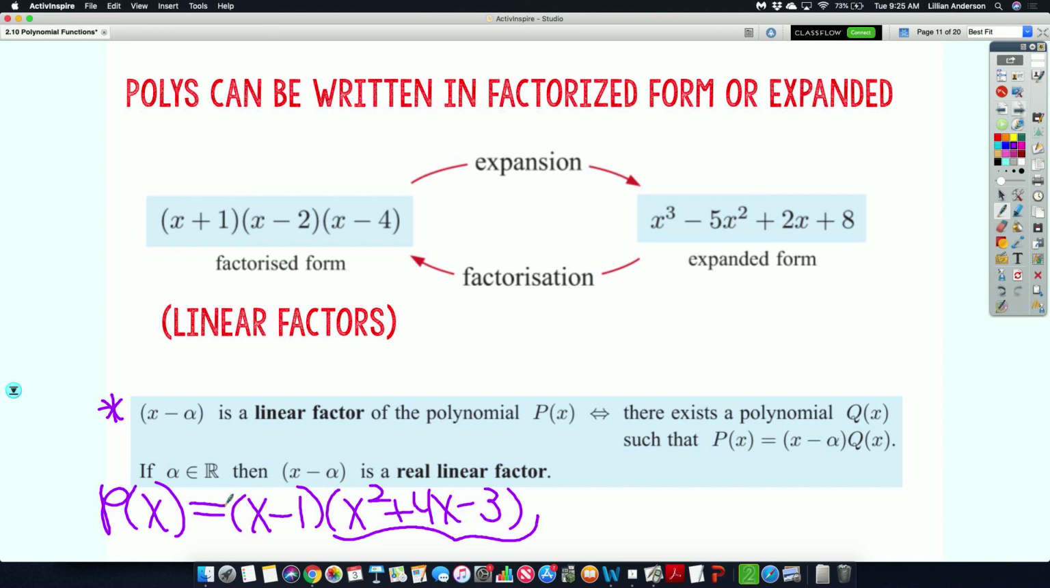That's what that's saying. So even if it's not fully factored, that x minus 1 is still a factor of the original polynomial. Do you understand? It doesn't always have to break down to individual linear factors for this to still be a linear factor. Okay? That's what I'm trying to say. Questions?